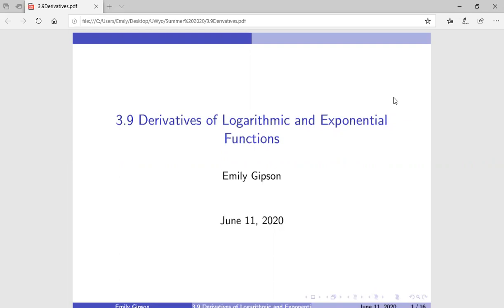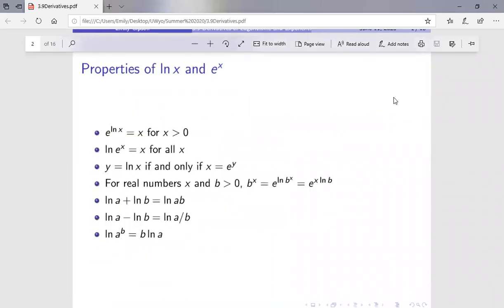So to start off with, we're going to cover section 3.9, derivatives of logarithmic and exponential functions. So let's first talk about the properties of the natural log of x and the function e to the x. E to the power of the natural log of x is just equal to x for all x greater than 0. And we say this because we're putting x inside of the natural log function. And you'll see on the next slide that the natural log function can only accept values greater than 0. So we can't include 0, but we can go all the way up to positive infinity.